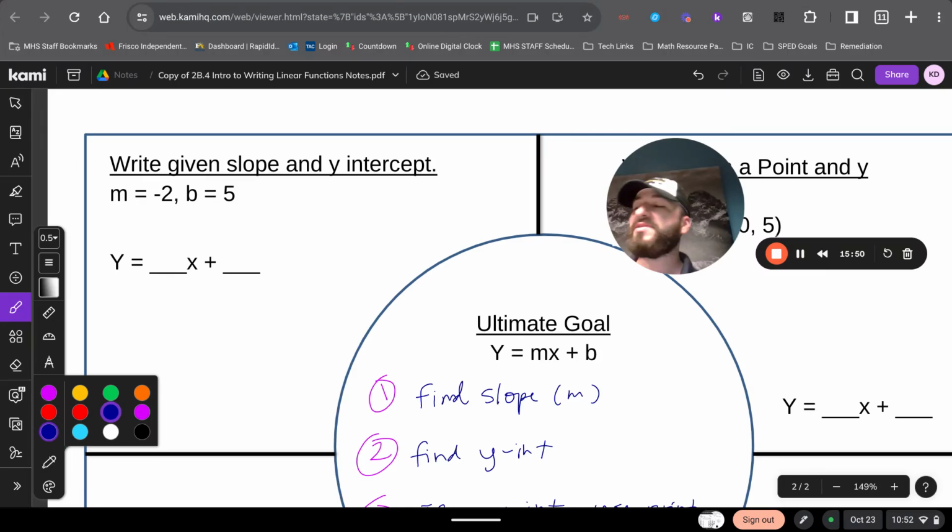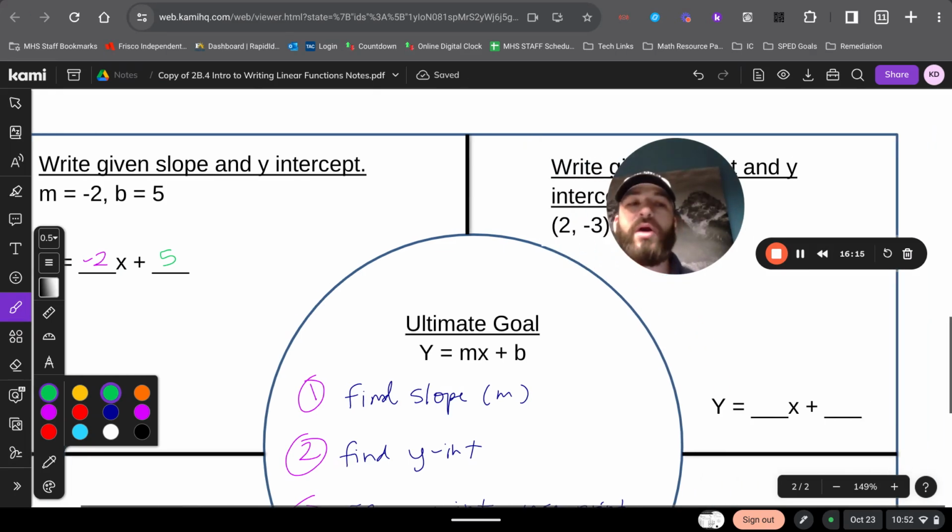So first and foremost, and this is going to be very similar to one we saw earlier, if we're given the slope and the y-intercept. So m is equal to -2, b is equal to 5. This is super straightforward. We can write this one directly into slope-intercept form. Our slope is -2, so -2x. And then our y-intercept is 5, so plus 5. Easy peasy, we're done. We already got it in that slope-intercept form.